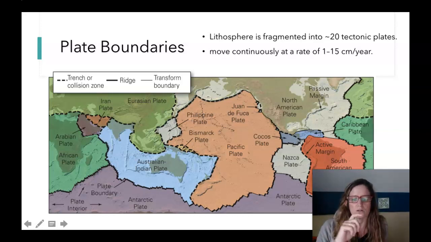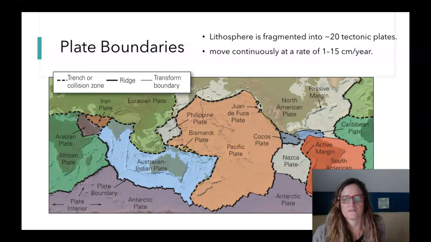Ridges are in the middle of our ocean basins. So there is a ridge here in the southern Pacific Ocean. It keeps going all the way across. And then in the Atlantic, all the way up the middle of the Atlantic Ocean is a mid-ocean ridge.